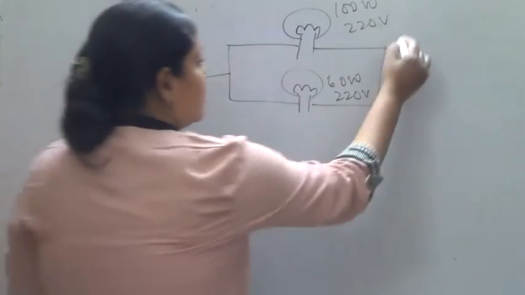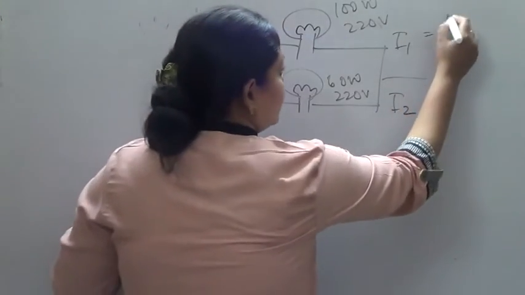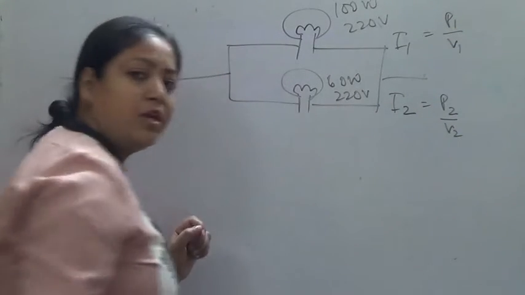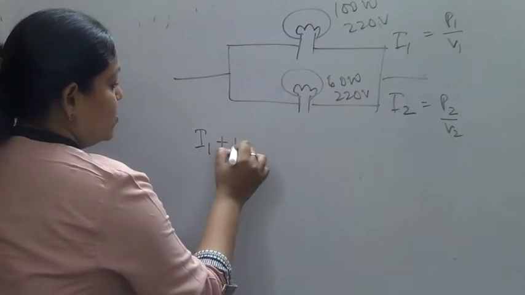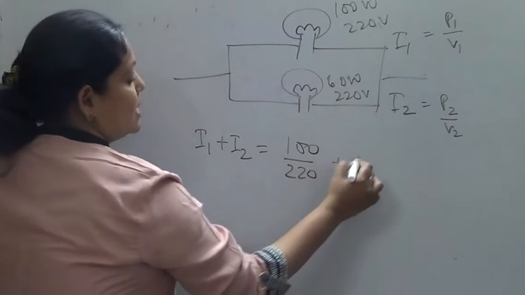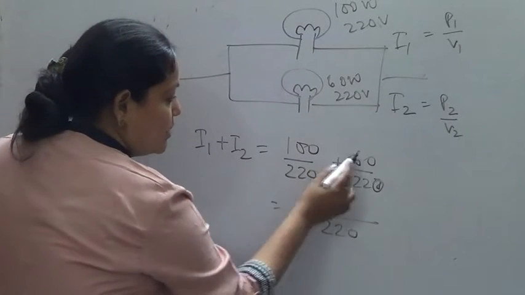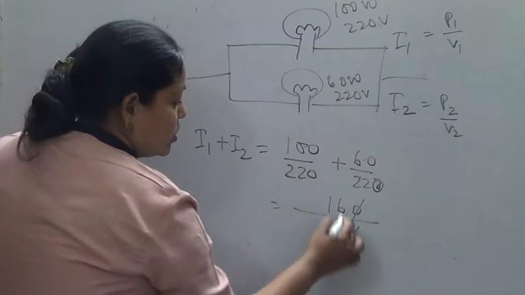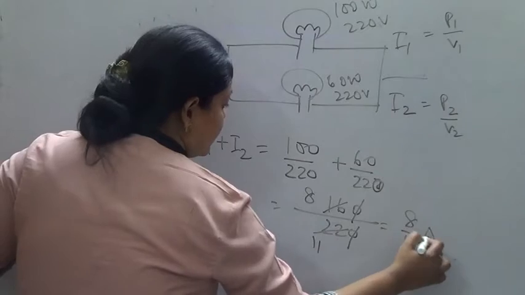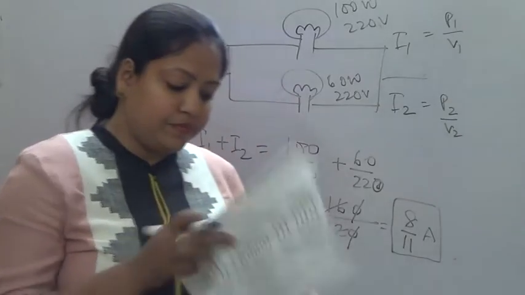So current, what we require is I1 plus I2. So I1 will be P1 by V1, and I2 will be P2 by V2. So I1 plus I2 will be, P1 is 100 here, 100 by 220 plus 60 by 220, and when you take 220 as your LCM, it's 100 plus 60, 160. So you are going to get 2 8 times, 2 11 times, 8 by 11 ampere is your answer. Is it clear? Now next question.